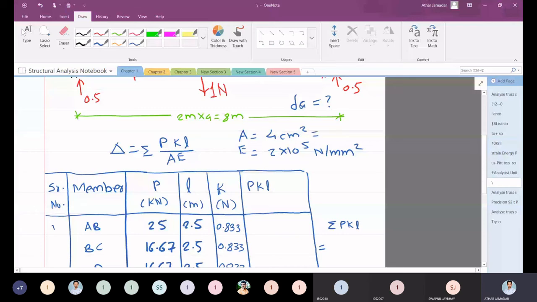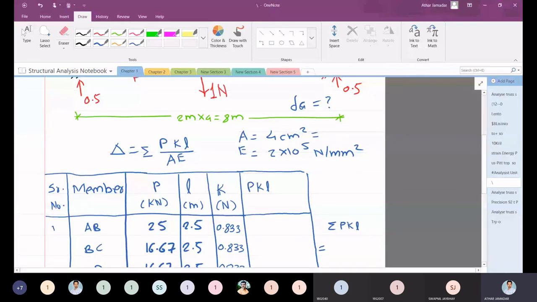So 1 centimeter is equal to 10 mm. So if you want to convert the centimeter square into mm square, it will be just 4 into 1 centimeter is equal to 10 mm. So 10 square, it will be equal to 400 mm square, because 10 square is 100, 100 into 4, it is 400 mm square. We don't need to change this value of E. So E is 2 into 10 raised to 5 Newton per mm square.